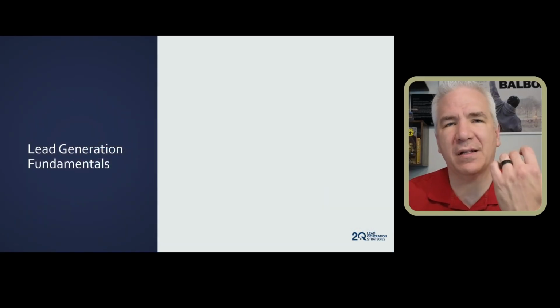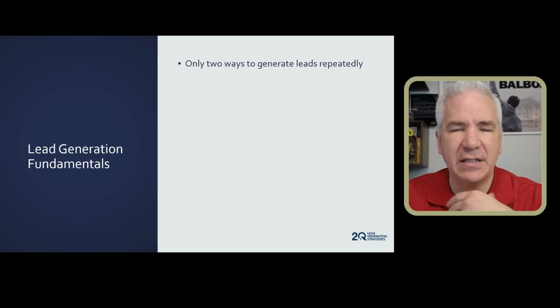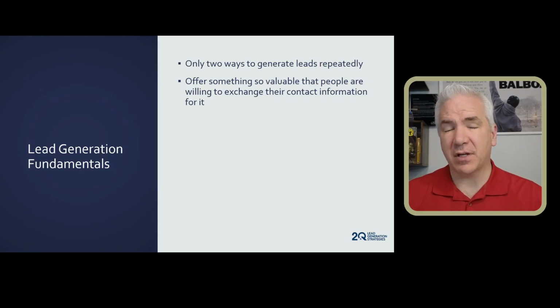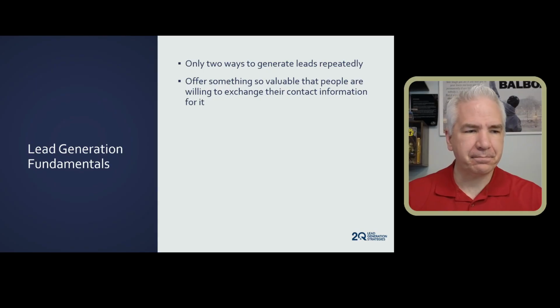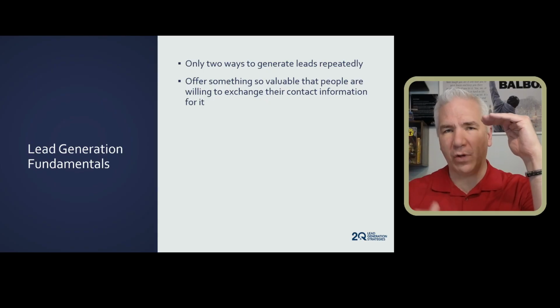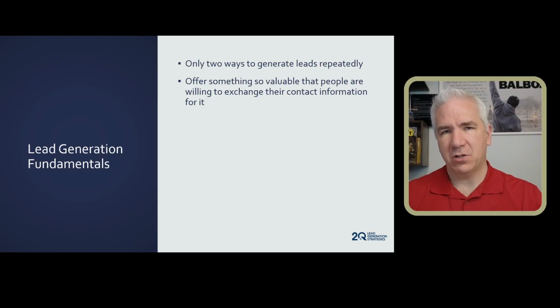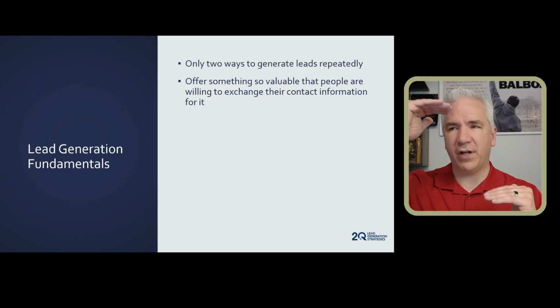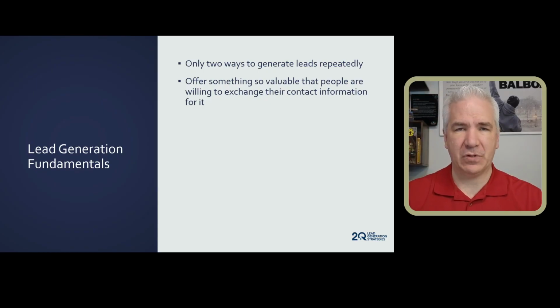So when we talk about generating leads, there's really only 2 ways that I can teach you how to generate leads consistently. The first is that we offer something so valuable in exchange for people's contact information. People value their contact information. They just don't freely give it out. So one of the ways we do that is we offer something so valuable that people are willing to let go of their contact information. The moment that flip-flops, if they perceive that what we're offering is low in value, that's the moment they're going to hold on to their contact information. So one of the ways we generate leads consistently is offering something of value.